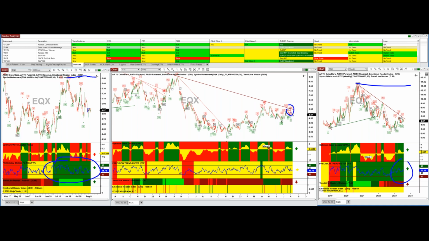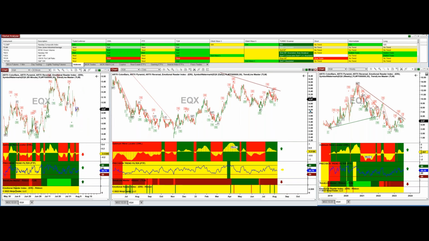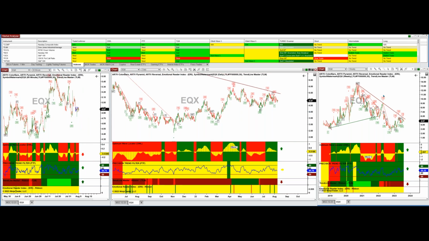Now we have a little bearish pyramid here, so we're kind of pulling back a little bit. But with the PTF remaining green on the 60-minute chart, as long as that remains green, that's just signifying a small pullback. So I think maybe keep your stop at least under here, okay?